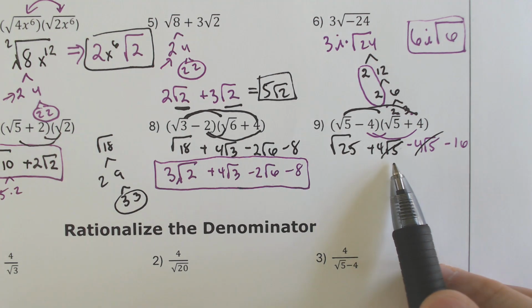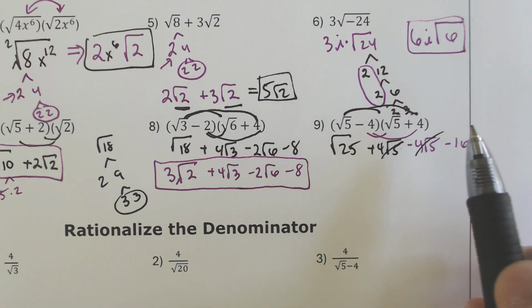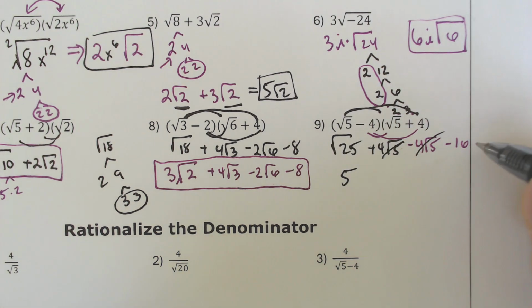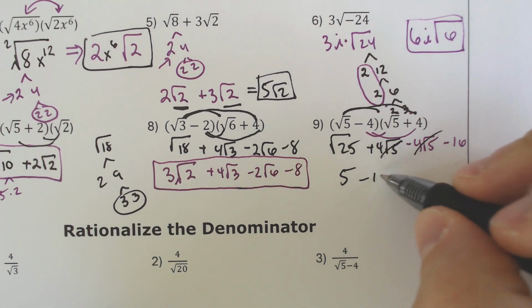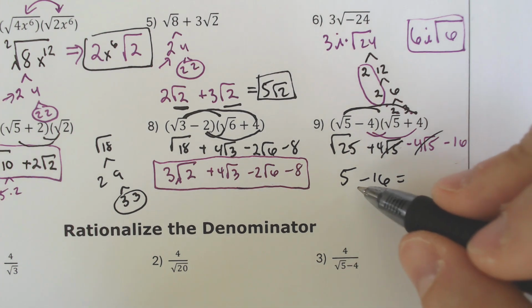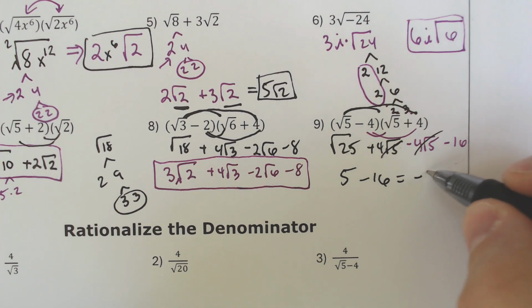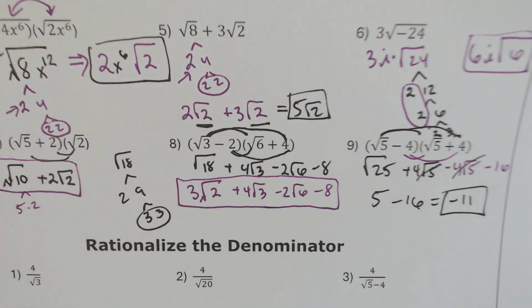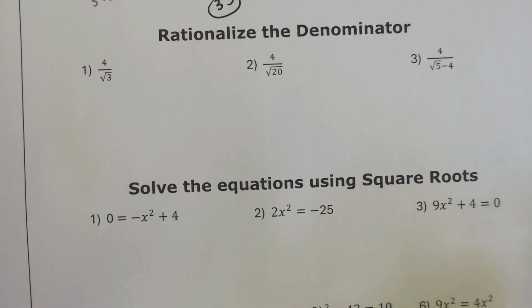See how we got 4 square root of 5 and negative 4 square root of 5? They cancel. And now we have square root of 25, that's 5. And not square root of 16, but just negative 16. When we combine those, they're combinable. That's 5 minus 16. That's negative 11. All right, so the conjugate, magical things happen. The radicals disappear, essentially. Okay.